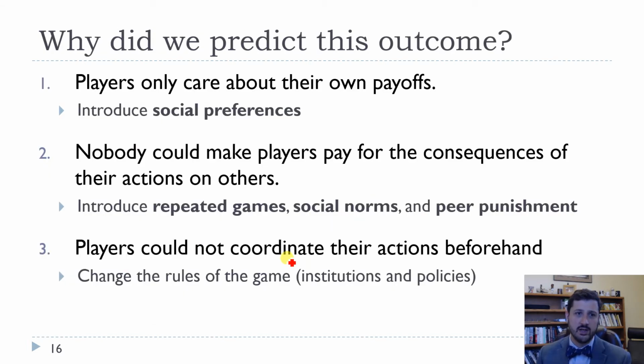And so one issue is that players only care about their own payoffs, right? If I'm Bala, I don't care about Anil's payoffs, and if I'm Anil, I don't care about Bala's payoffs. And so one possibility to get away from the prisoner's dilemma is to introduce social preferences, and we'll talk about that. The other problem is that we can't make anybody pay for the consequences of their actions, right? And so we could possibly make people pay for their decisions if we introduce repeated games where we're doing this over and over, or if we just have social norms, right?